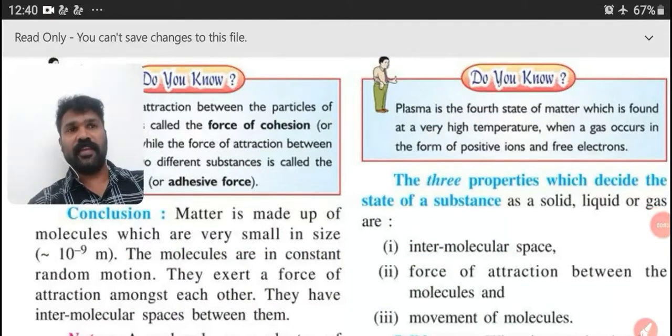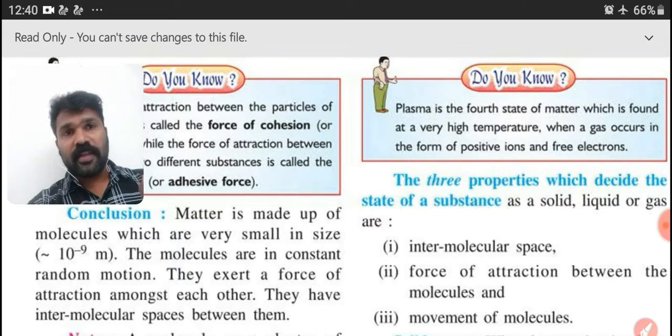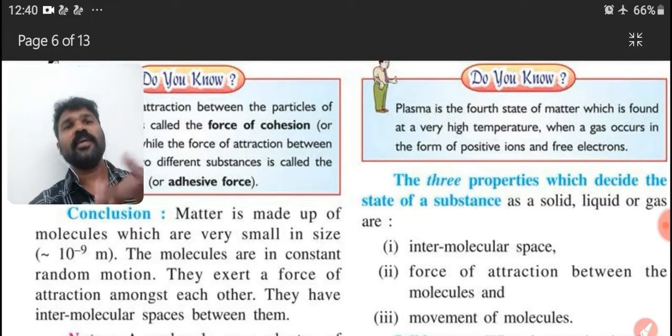Another interesting fact is plasma. Plasma is the fourth state of matter, which is found at a very high temperature, when a gas occurs in the form of positive ions and free electrons. Okay, the fourth state of matter, that is plasma. Mainly in this section we are going to discuss about three states of matter: solid, liquid, and gas. Then one more state of matter is there, that is plasma. About plasma we'll study in higher classes.